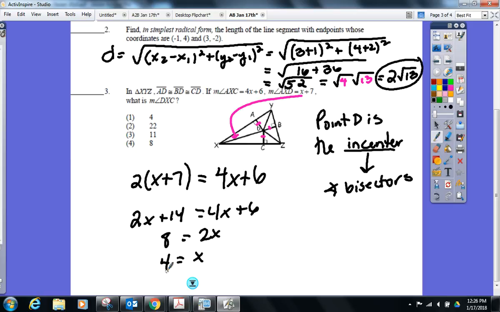Was I looking for x? Nope, I was looking for angle DXC. How do I find DXC? Plug it in where, though? As in AXD and DXC are congruent, so I can just plug it into x plus 7. So 4 plus 7 gives me 11.